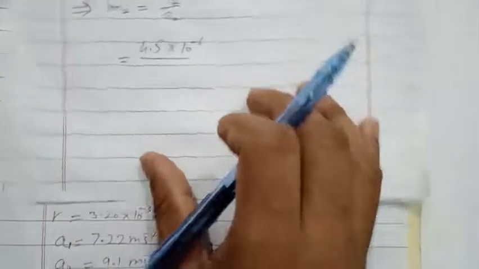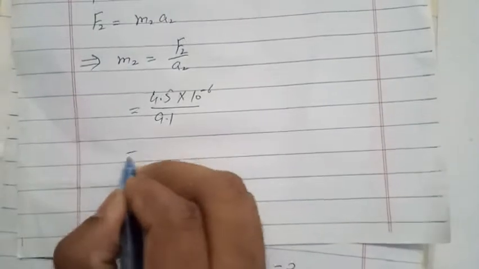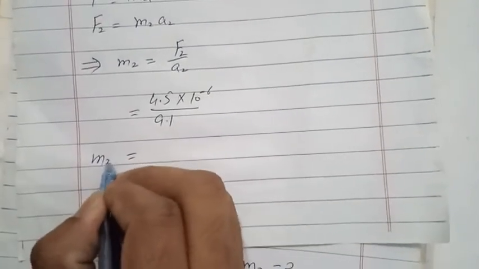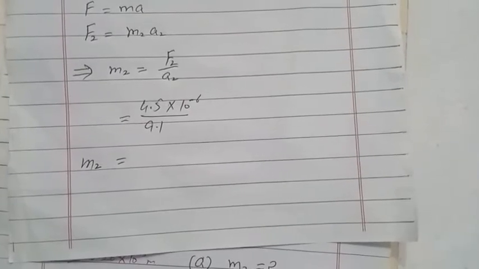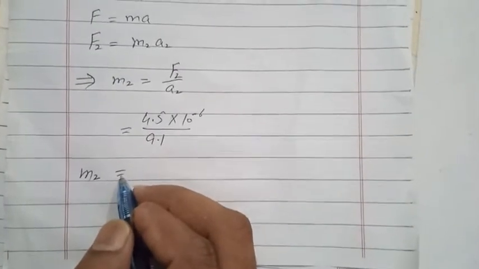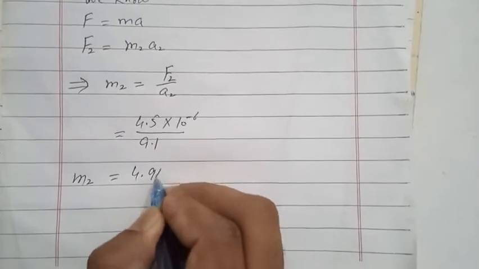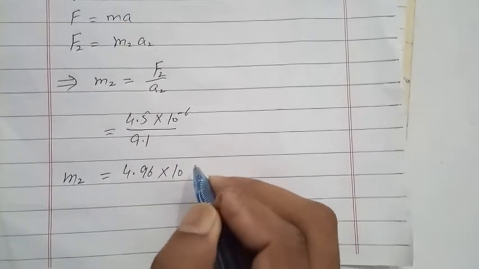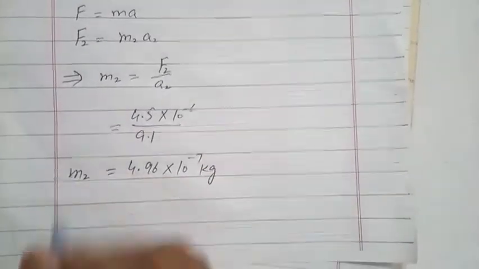So it becomes 9.1, that is m2. Now dividing 4.5 by 9.1, the final answer after calculation comes out to be the mass m2 is 4.96 into 10 to minus 7 kilograms. So this is the value of mass m2.